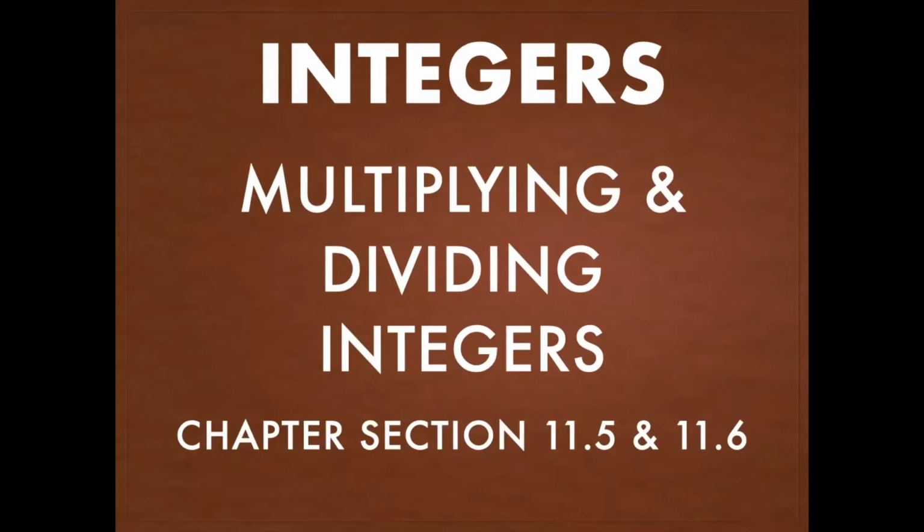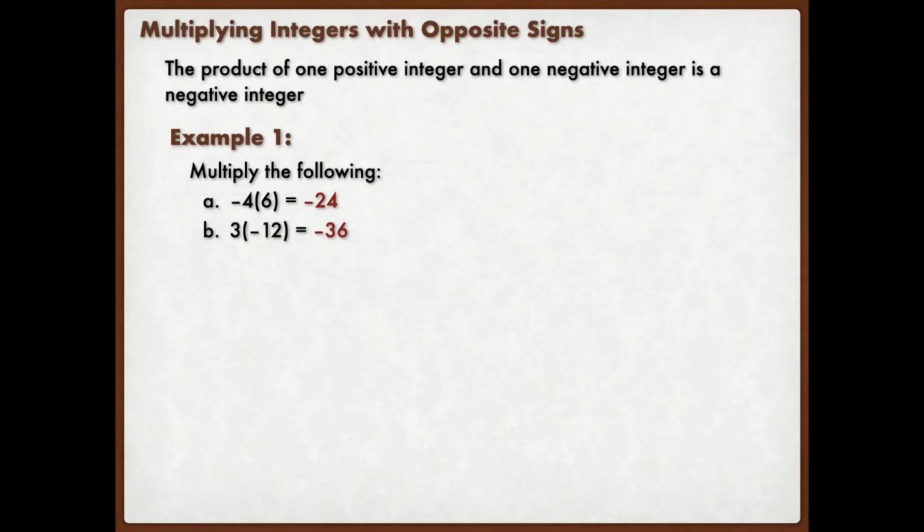Today we're going to focus on multiplying and dividing integers. When multiplying integers with opposite signs, the product of one positive integer and one negative integer is a negative integer. So a negative times a positive will always be a negative. Here's an example. Negative 4 times 6 is negative 24.